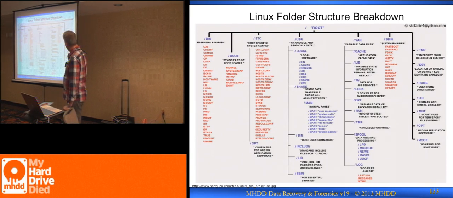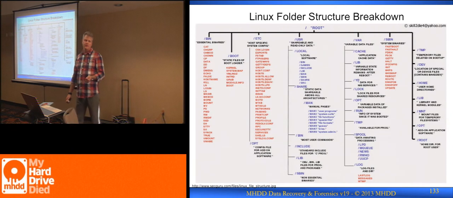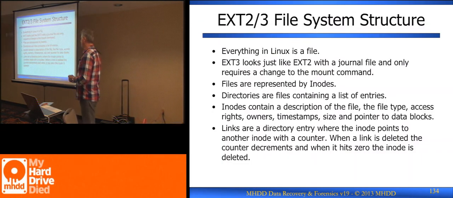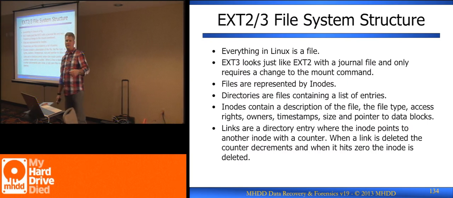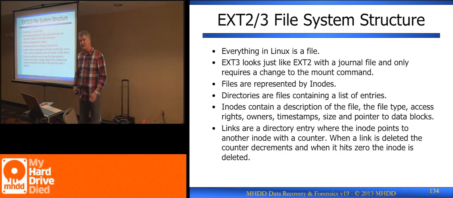Otherwise, it's the home directory that somebody's looking for. You don't really need the swap file for data recovery, for forensics maybe. So the rest of it is kind of irrelevant. For the most part, it's going to be the home directory and the share directory as we're going through the process. So everything in Linux is a file. A file is a file is a file. The directory structure is a file.